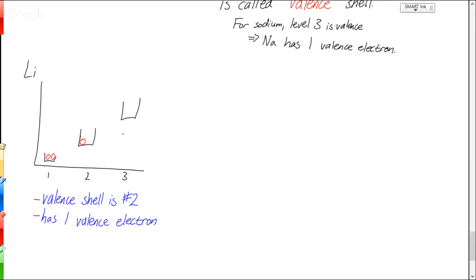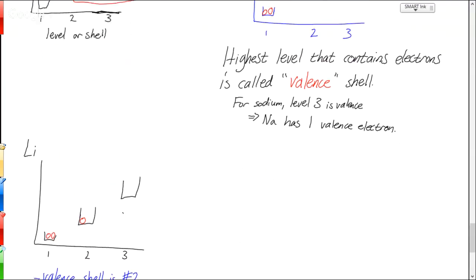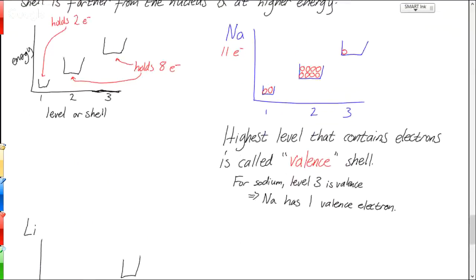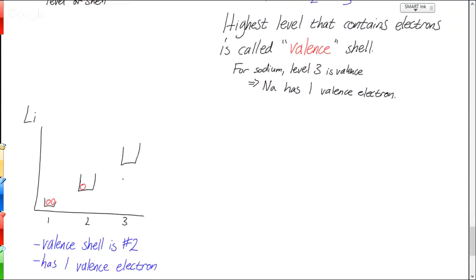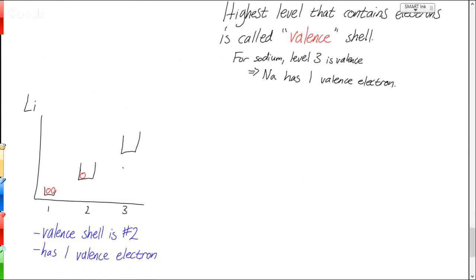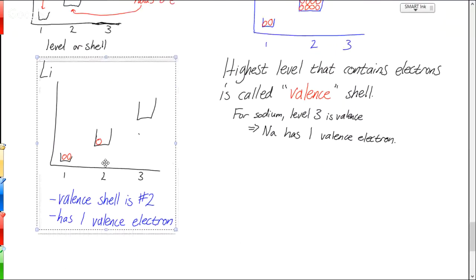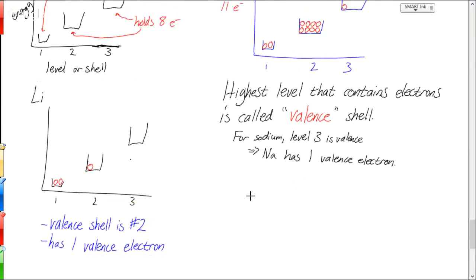All right. So let's compare lithium and sodium now. Sodium, the valence shell was level 3, and it had 1 valence electron. Lithium, the valence shell is number 2, and it had 1 valence electron. In fact, let me move this up so we can see that. Now, take a look at the periodic table and the position of lithium and sodium.